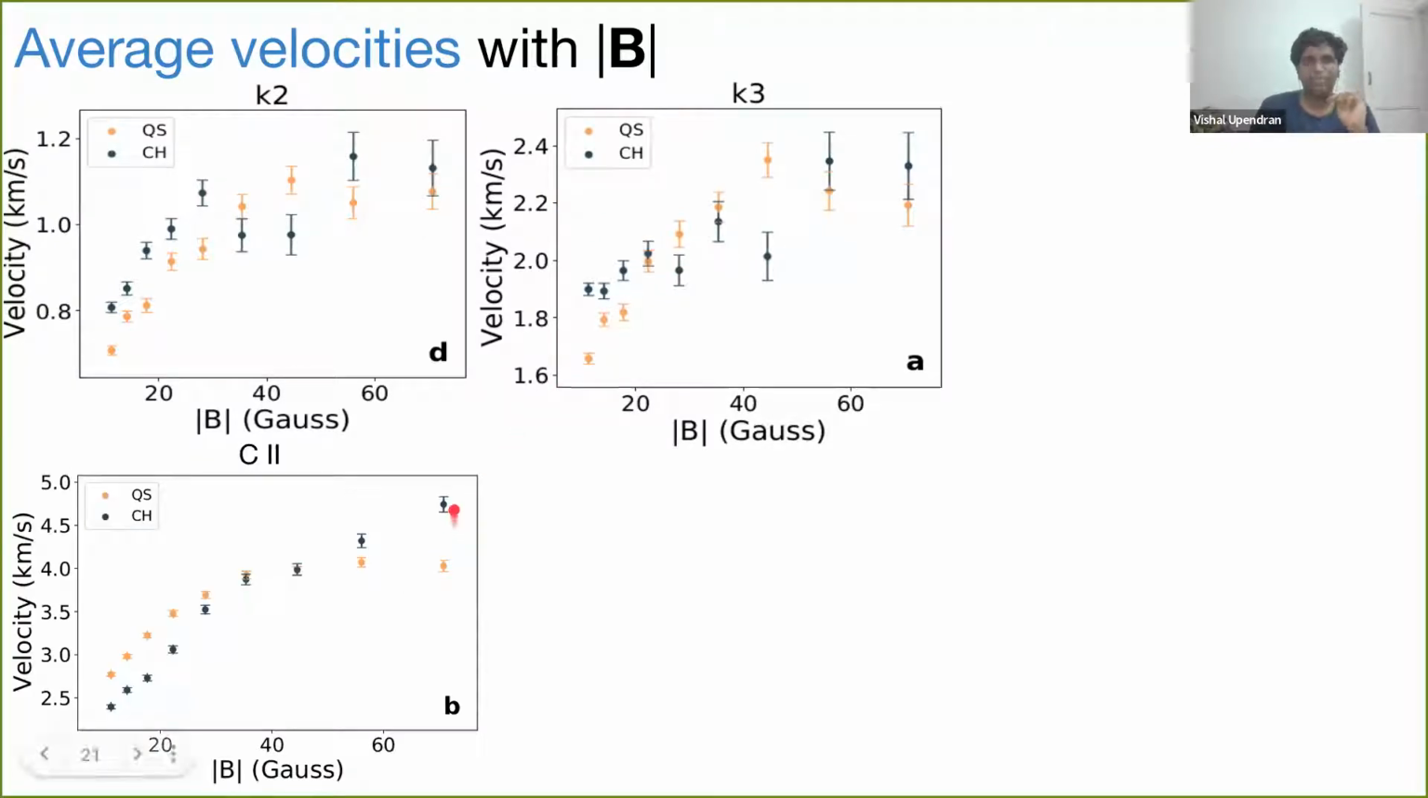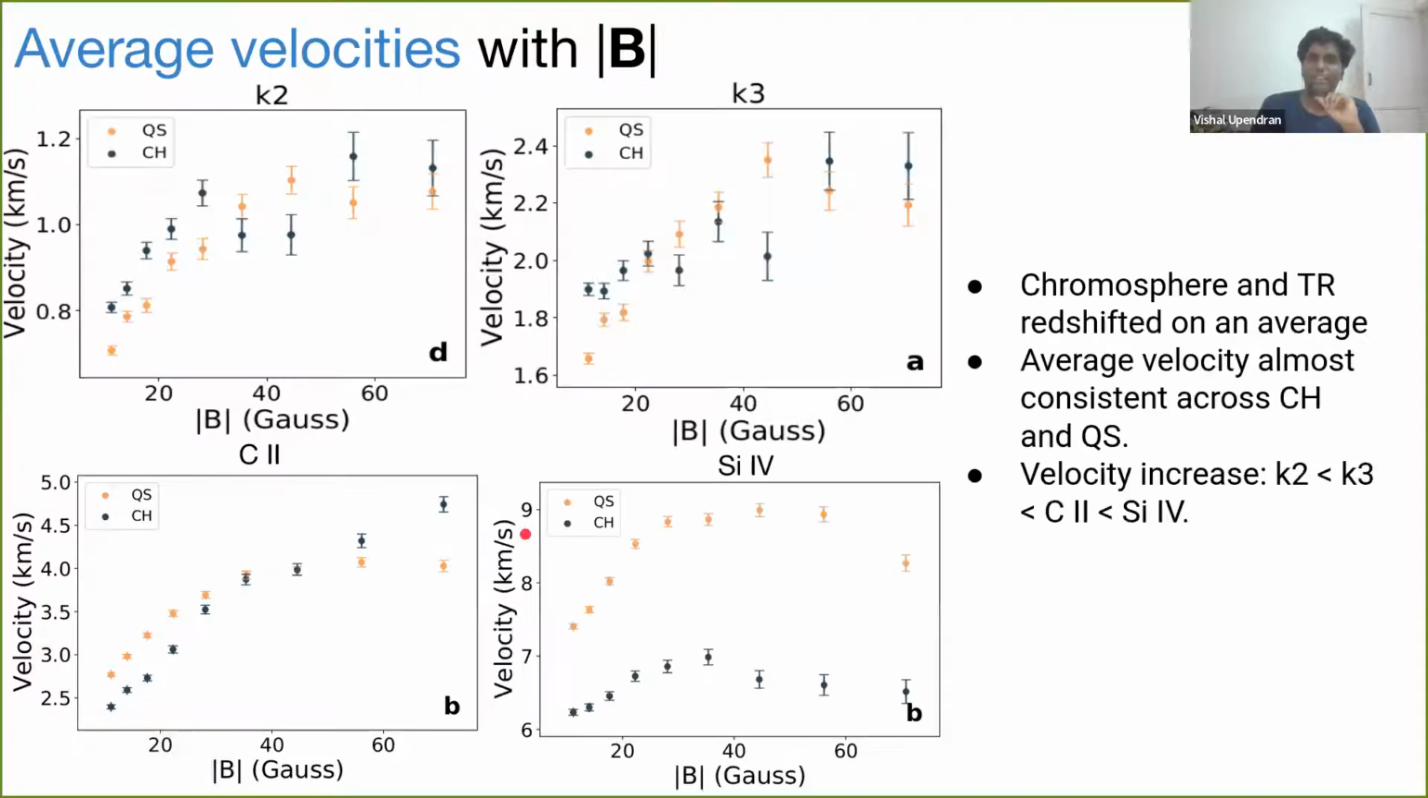In carbon 2, it is quite consistent, except that at the high strong field regions, you have excess redshifts in coronal holes. In the weak field regions, you have excess redshifts in quiet sun. But on an average, it seems like the velocities are consistent. But note that the velocity scale is very different here. It's 5 kilometers per second here. And finally, in silicon 4, which we have already seen, the average velocity is far more redshifted in quiet sun compared to coronal holes. So clearly, you see that this drifting apart is taking place between coronal holes and quiet sun. An increasing differentiation is seen as you move from the lower part of the atmosphere to higher in the atmosphere.